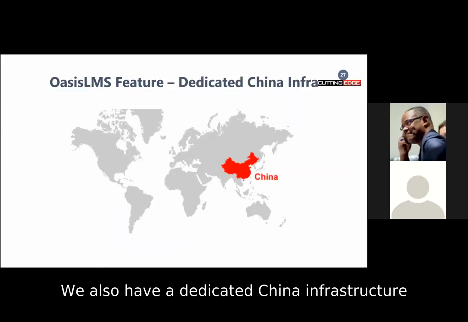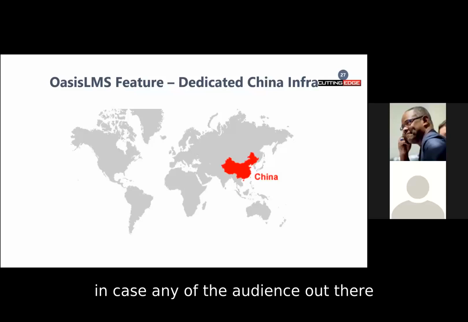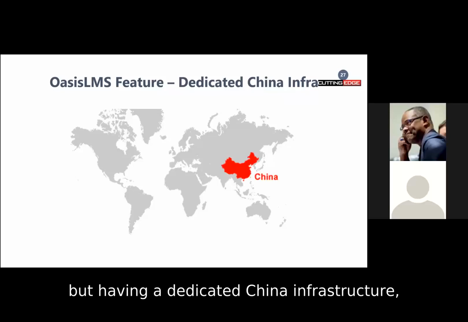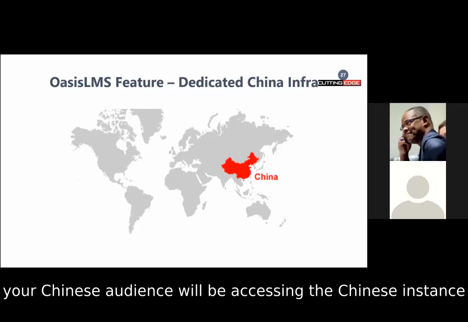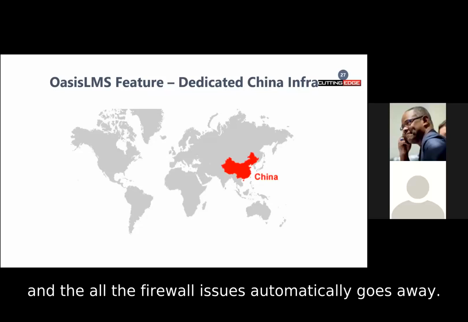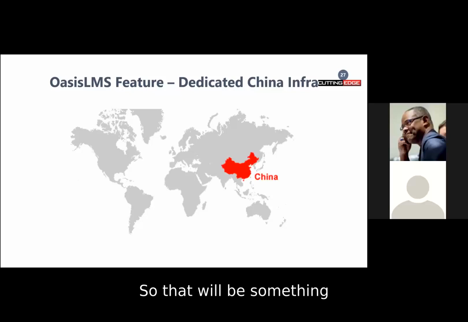We also have a dedicated China infrastructure in case any of the audience out there is interested in targeting a Chinese audience. The reason I even bring this up is because, in case you don't know, China has a firewall around their border. So any Chinese audience is going to have difficulties accessing any learning management system that's hosted outside of China. They will have very slow speed, and sometimes they cannot even connect. But with a dedicated China infrastructure, your Chinese audience will be accessing the Chinese instance of the learning management system, and all the firewall issues automatically go away.